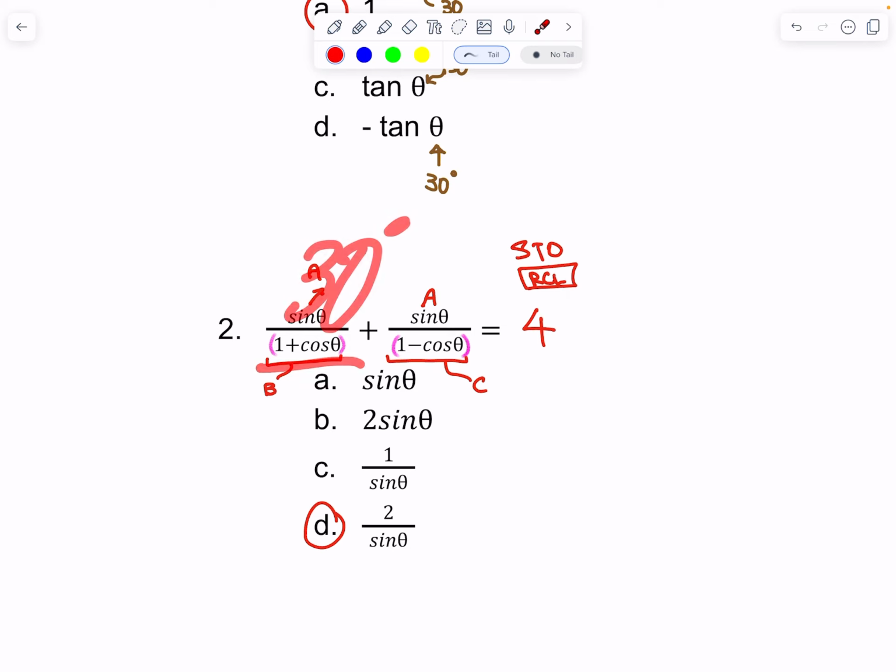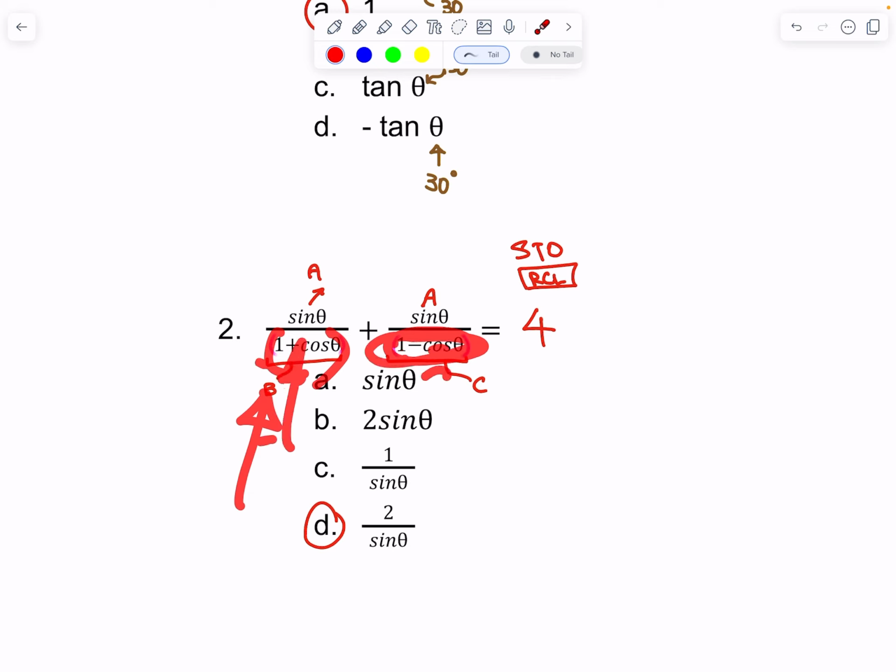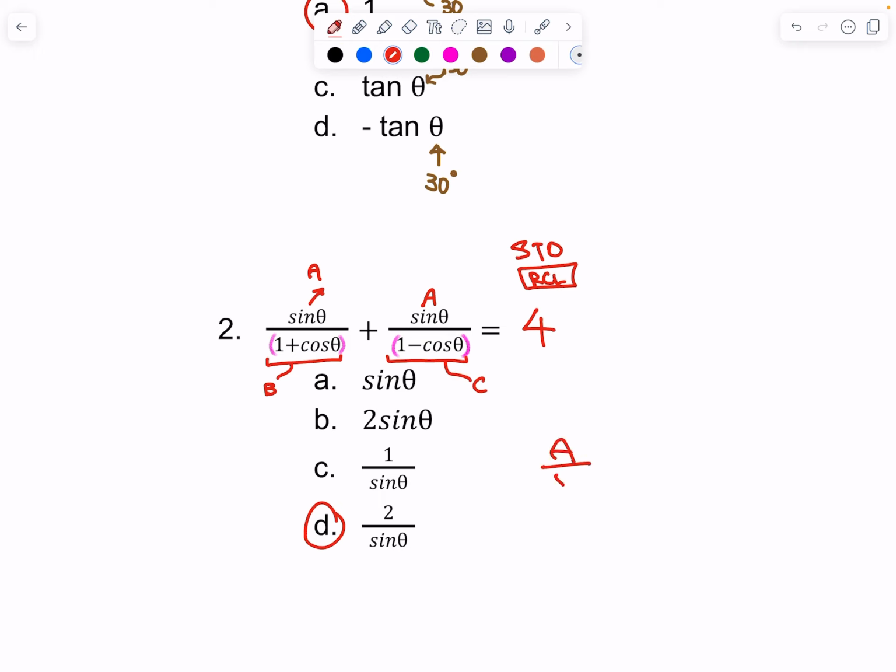Same for the bottom one. Click the whole thing, save it to B. Even here, they're not the same, okay? The one has plus and one has minus. So click and save to C. And then in the end, I just click A over B, A over C, get the answer as 4.